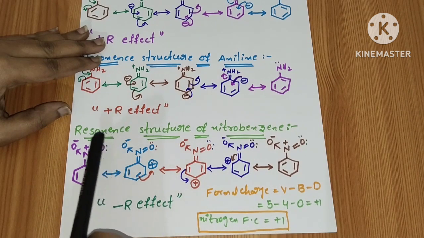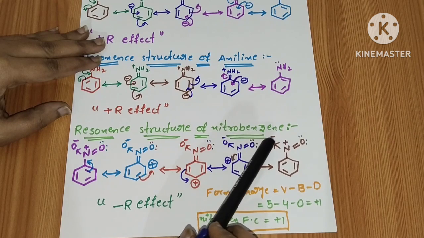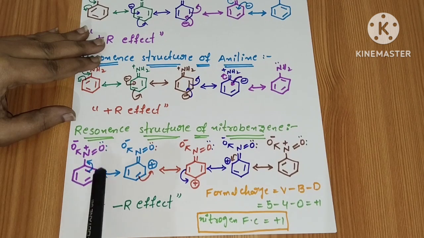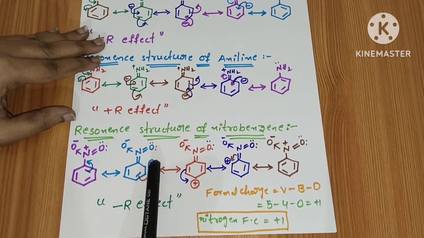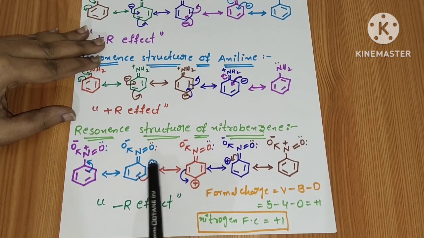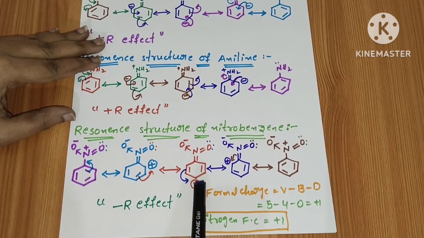Now we will see the resonance structure of nitrobenzene. Here these pi electrons are moved towards the nitrogen. Then we will get the positive charge on the ortho position. Then these pi electrons are transferred to this positive charge. Then we will get the positive charge at the para position.